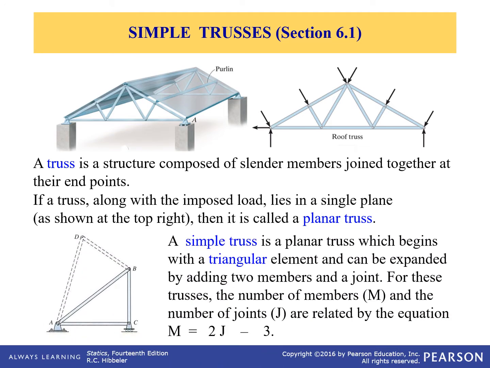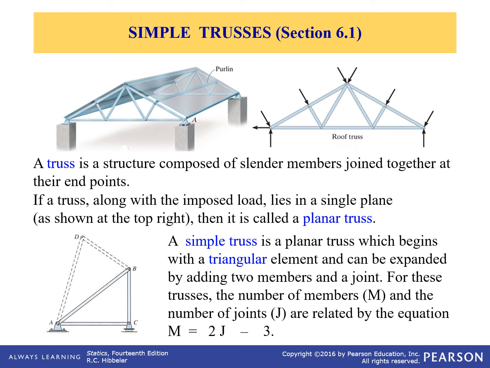chapter 6 deals with three things that are very similar. It deals with trusses, it deals with frames, and it deals with machines. So trusses are a structural member that is usually made up of small pieces where we can neglect the weight, and those small pieces can carry a relatively heavy load.